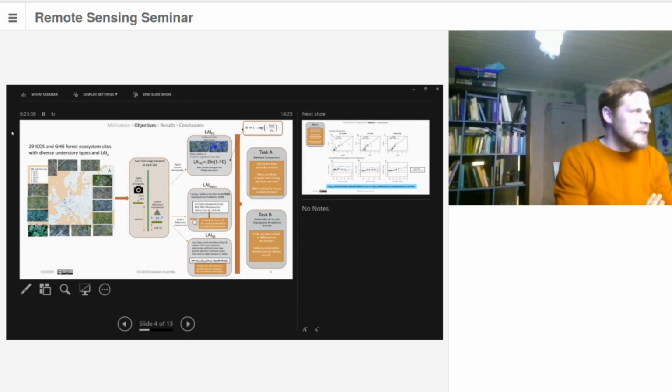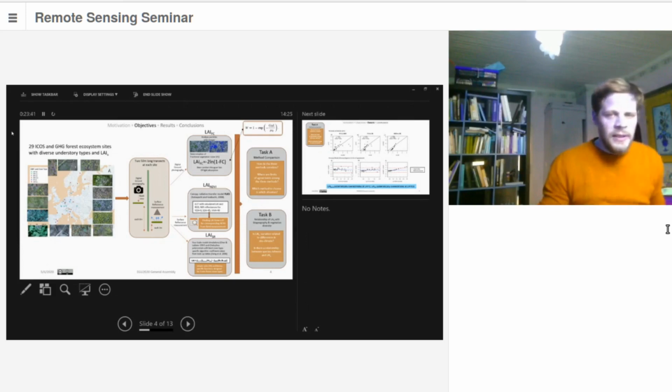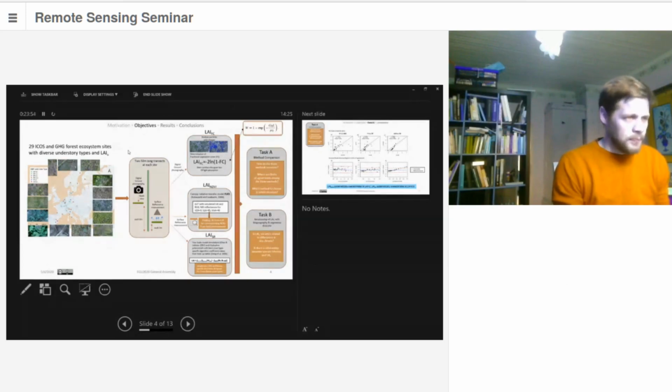Okay, and then you can see here what we did: we organized two 50-meter long linear transects at each site, and we assembled reflectance measurements each 2 meters and digital ground pictures each 8 meters. Okay, and then we had actually 3 different methods that we compared, and I will briefly introduce them.